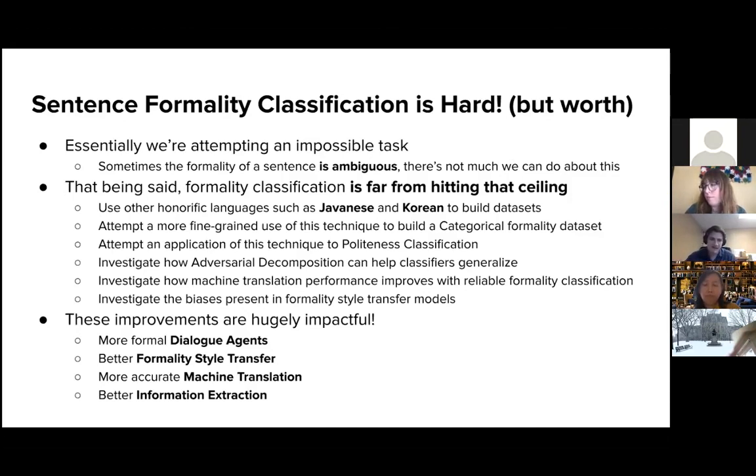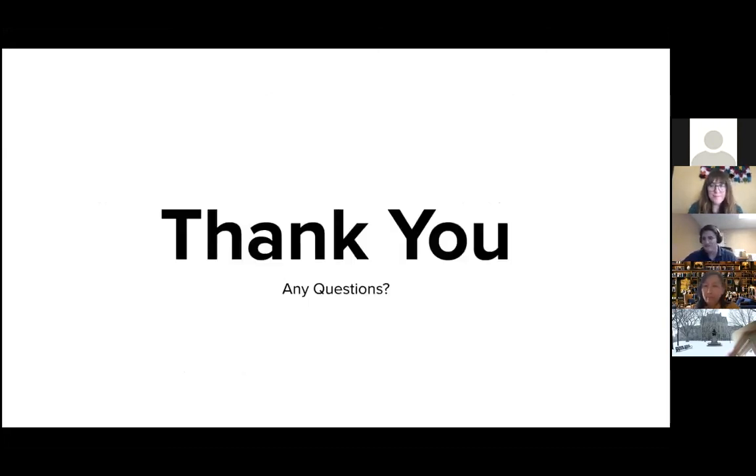And these improvements actually really do matter. It improves machine translation empirically. We get better information extraction for polite sentences because they're more precise in their speech. Style transfer is predicated on having good formality classification, because otherwise, how would you know if your style transfer model is working? So yeah, the point is that it's a hard task, but there are a lot of benefits to doing it. And I think that there's a lot of room to improve. So thank you.